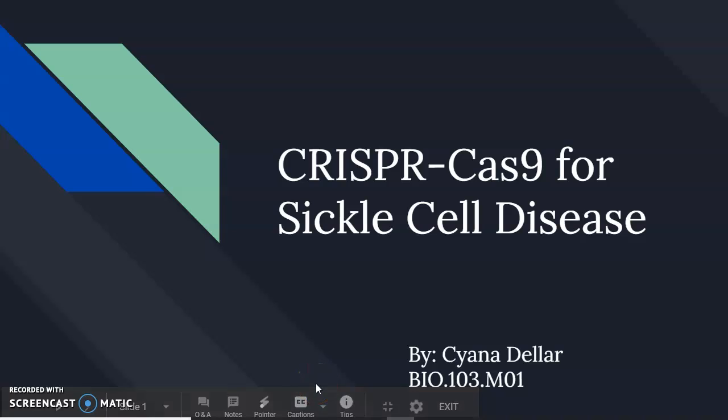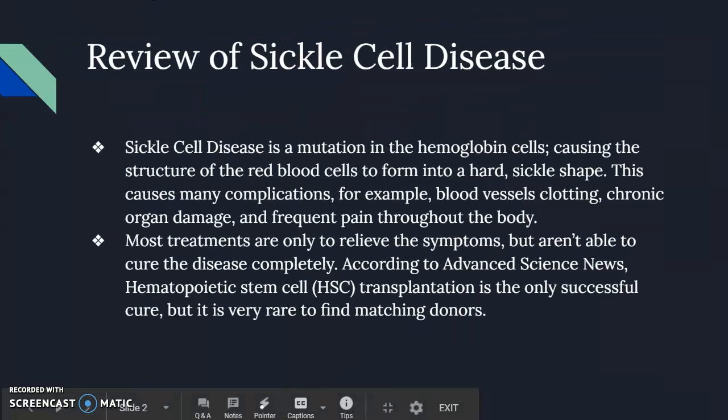So for my project, I decided to do CRISPR being used for sickle cell disease. To review what sickle cell disease is, it's a mutation in the hemoglobin cell, which causes the structure of the red blood cells to form into a hard sickle shape, and this causes many complications, for example, blood vessels clotting, chronic organ damage, and frequent pain throughout the body. Most treatments are only to relieve the symptoms, but aren't able to cure the disease completely.